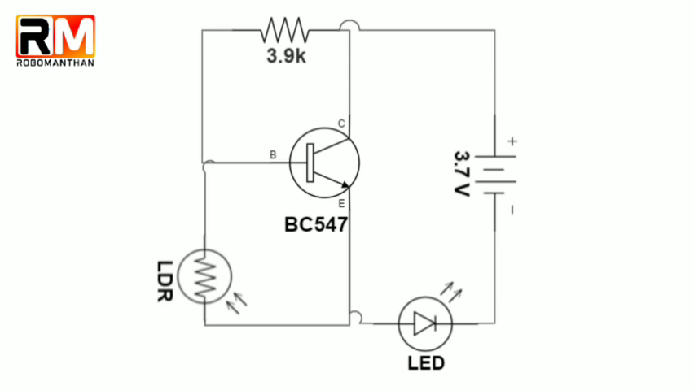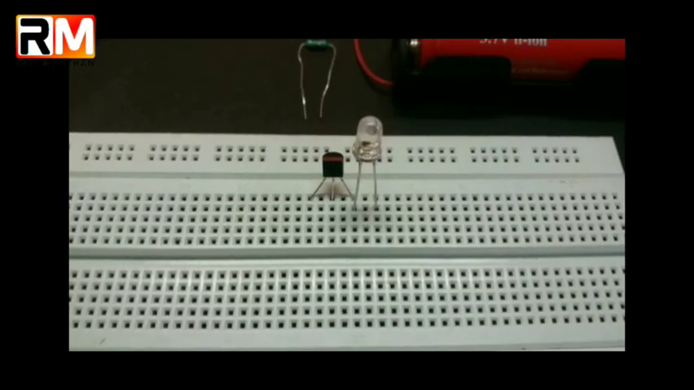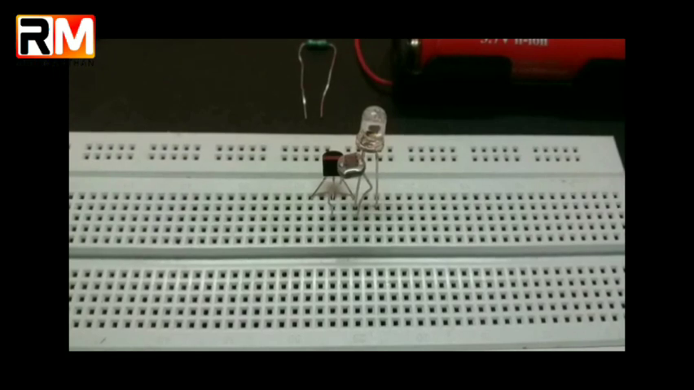Now that we understand the theory, let's assemble the circuit. We start by placing the components on the breadboard. The LDR, resistor, and transistor go into their respective positions. One terminal of the bulb is connected to the emitter terminal, and the other terminal is connected to the negative of the battery. Next, we connect the potential divider circuit.